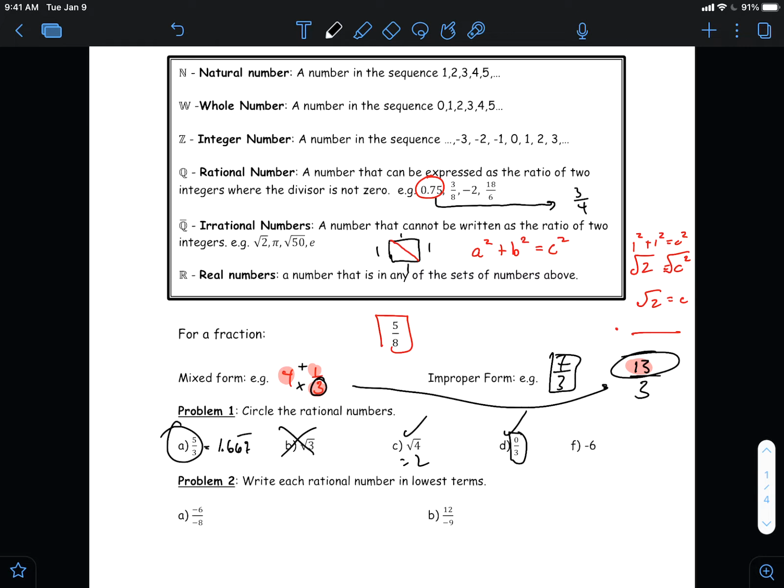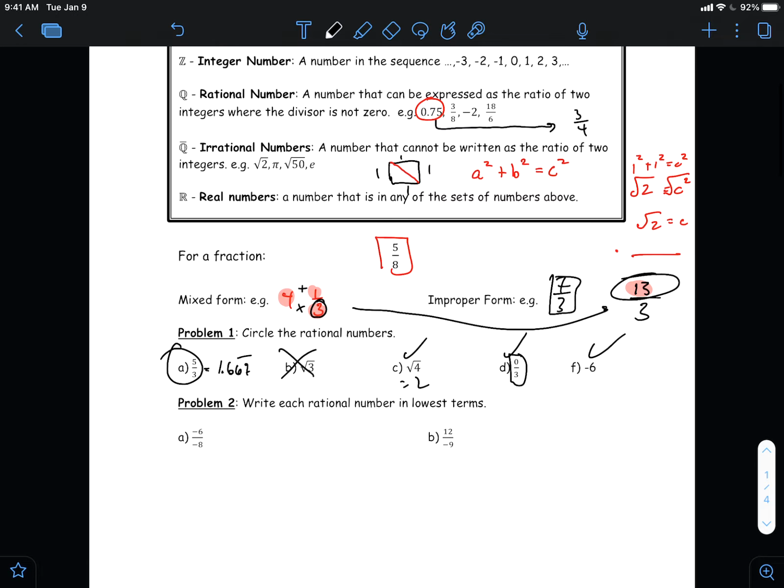And then -6. Does -6 have any absurd decimals after it? No. It's good as well. Does everybody kind of get the idea? All right. So we're going to write each rational in its lowest terms. Does anybody ever like reduced fractions? That's all this is saying. A rational is a fraction, and lowest terms is reducing.